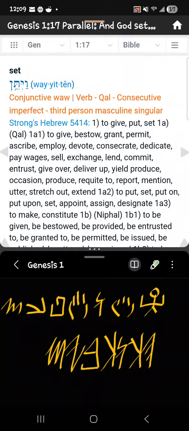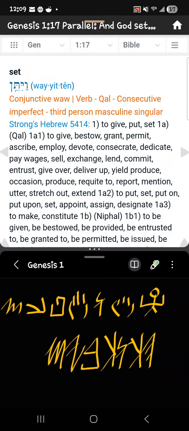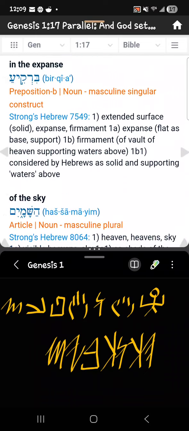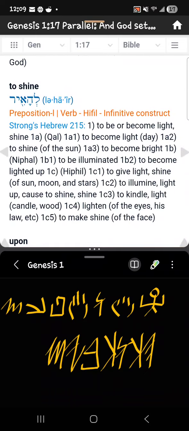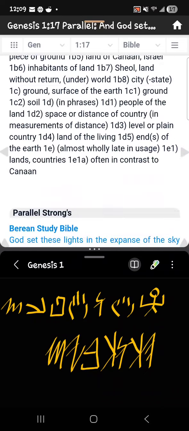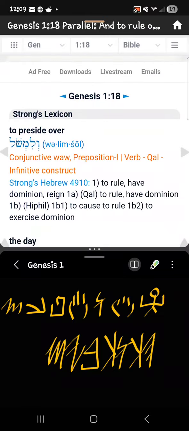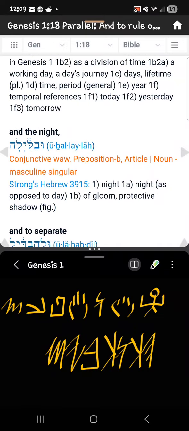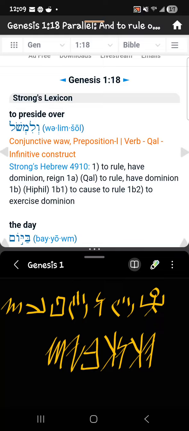Allah Hayam set, Wayiten. He said it. He gave permission for these lights in the expanse of the sky to shine upon the earth. Okay. To preside over the day and the night. What's the word preside? Mashal. The word to have dominion or to rule.